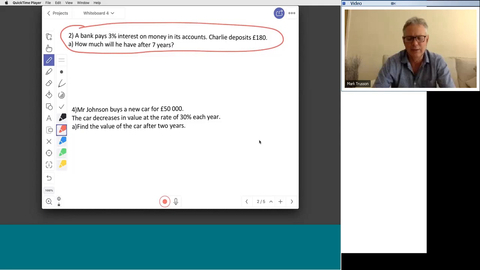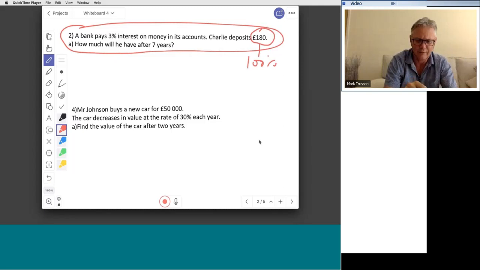Well, we need to apply the same methodology as we did before. We've got 180 is our 100% of our total at the start of the question. 3% is what we're going to add on, so we're going to add the two things together to give us 103%. So we're going to increase our original sum of £180 by 103%.